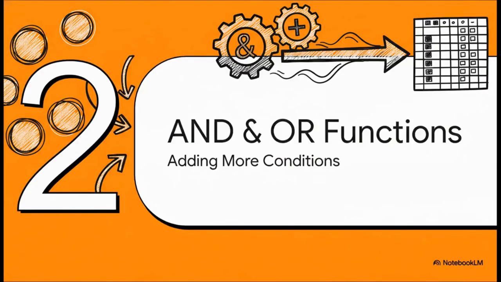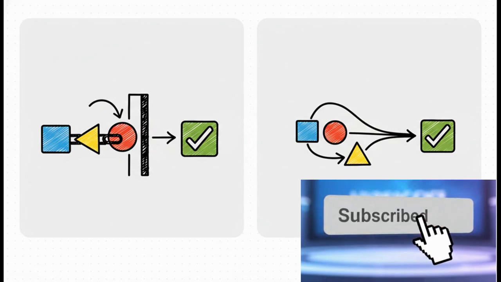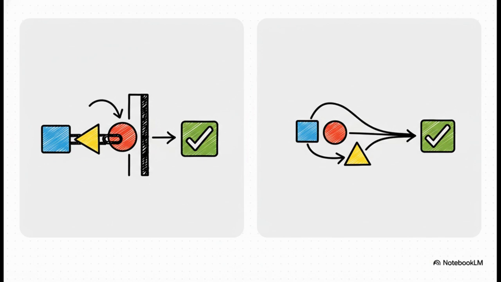The IF function is awesome for a single checkpoint. But let's be real, life and data are often way more complex than that. What happens when a decision depends on more than one thing at a time? Well, for that, we bring in a couple of new friends for our IF function, AND and OR. The difference between them is super simple, but so powerful. Think of the AND function as a really strict bouncer at an exclusive club. You have to meet every single requirement on the list to get in. If even one thing is off, you're not getting past the velvet rope.